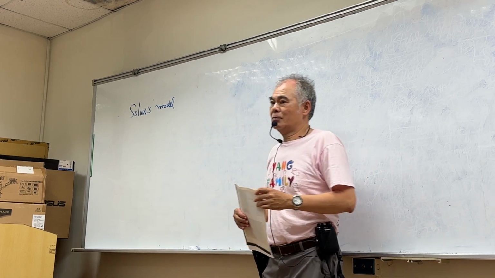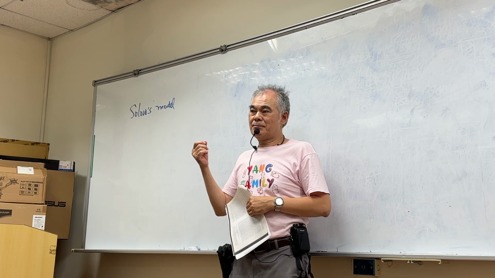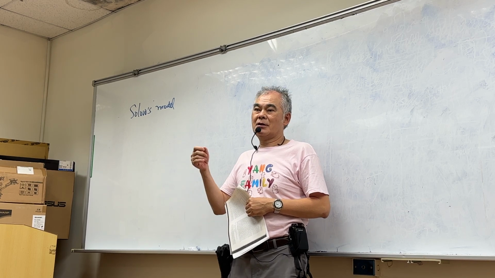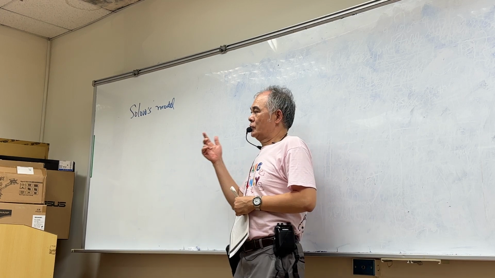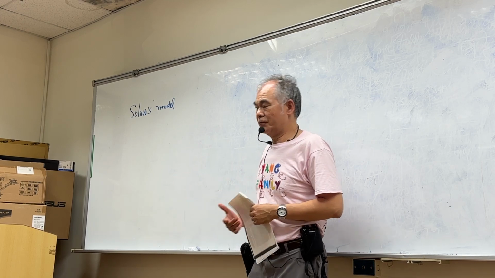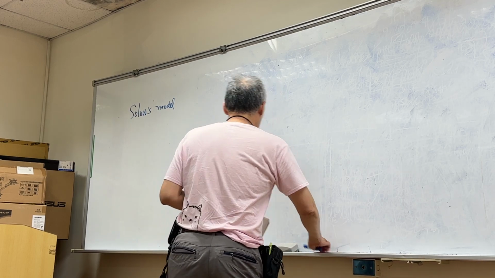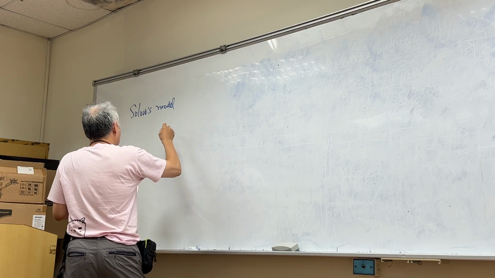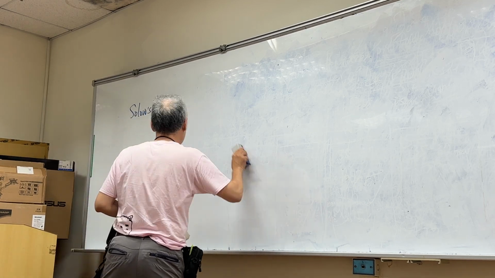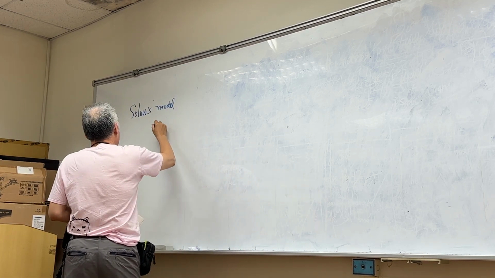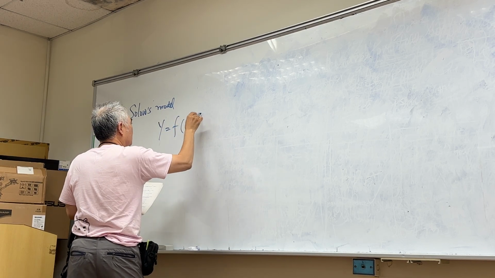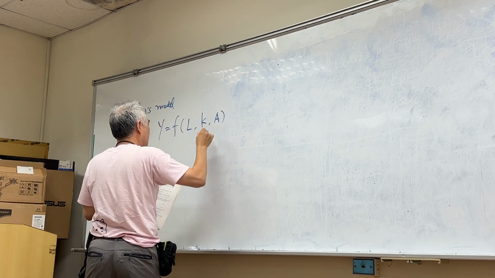So how is Solow's model different from Keynes? Keynes started from aggregate expenditure, C plus I plus G plus X minus M, from the demand side. And Solow starts from the production function. So what is the production function? Income is equal to F(L, K, A).